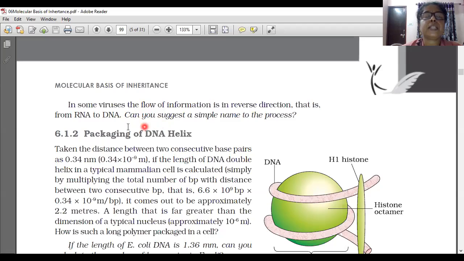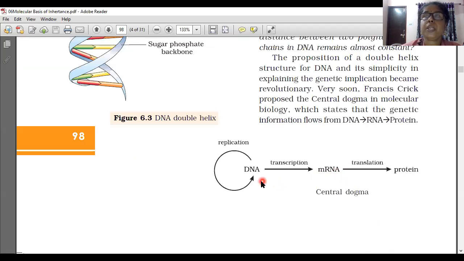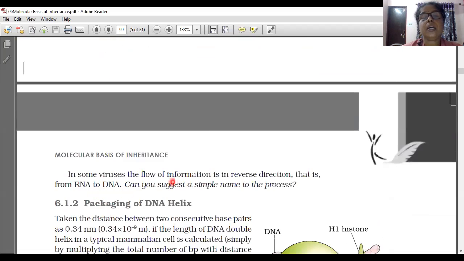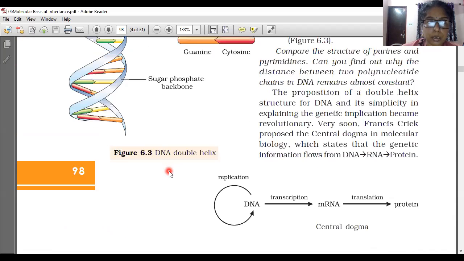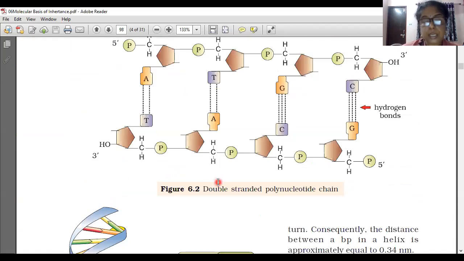So what name can we suggest for that? This is called reverse transcription. Transcription means RNA is formed from DNA. If DNA is formed from RNA, it is in the reverse direction, so it is called reverse transcription. Understood. Now in this paragraph, we have learned the salient features of DNA.